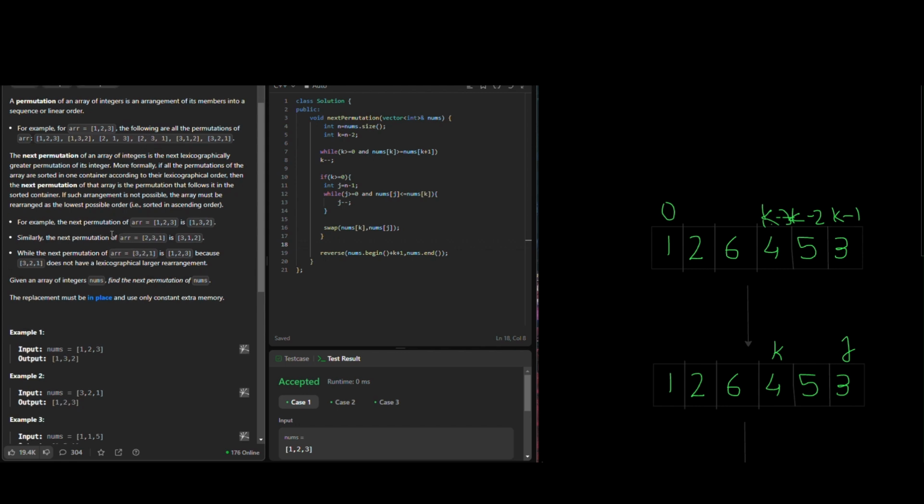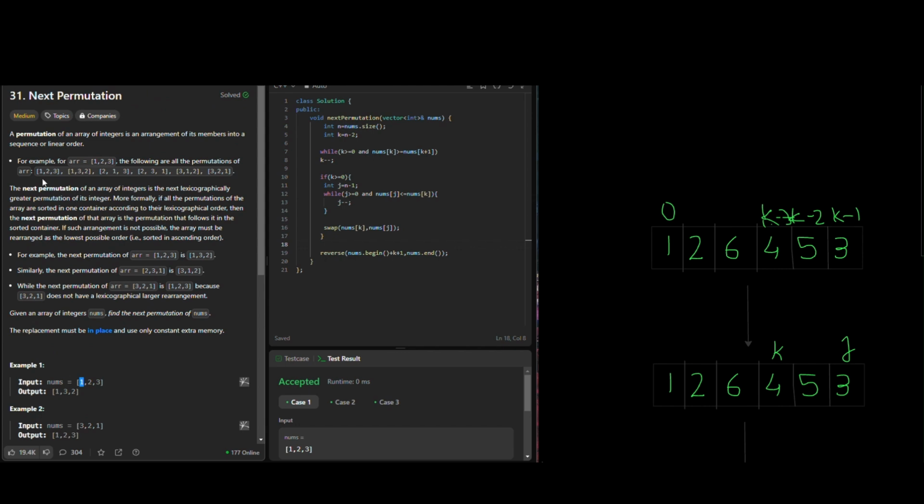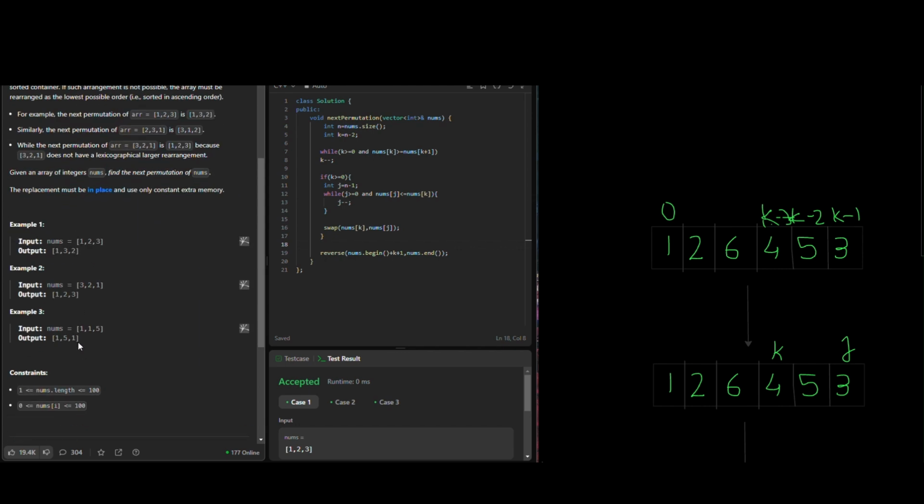We can be given any permutation of the array, let's say 1, 2, 3. We have to provide the next lexicographical permutation of the particular array, which would be 1, 3, 2 for this, right? 1, 2, 3, next possible 1, 3, 2. Similarly, for 1, 1, 5, the next possible permutation lexicographically would be 1, 5, 1, right?